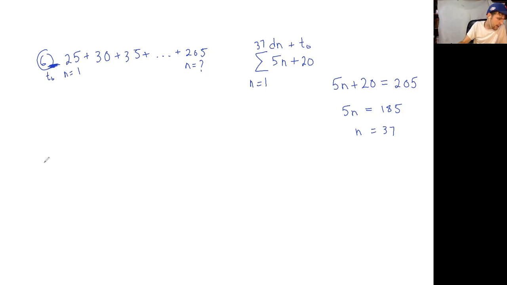All right, and the next one I'm going to do is number 10. So number 10 is a little trickier. We've got 2/3 plus 4/9 plus 8/27 plus, and so on, until 6,561. That's where it ends.